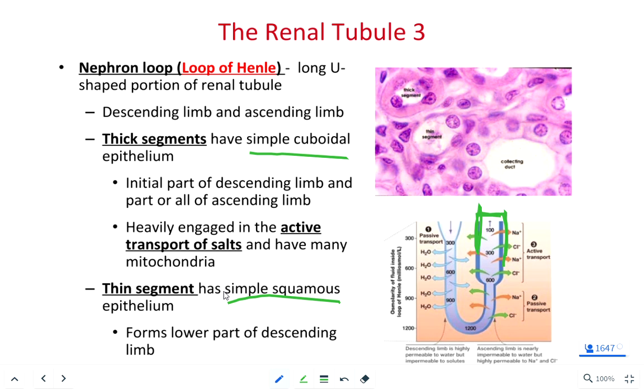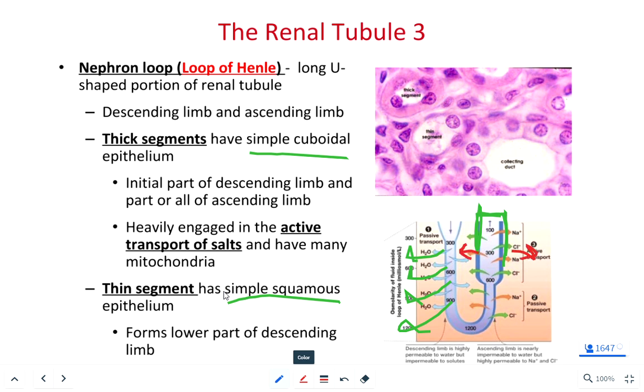So when we look at the simple squamous epithelium of the thin segments, we have lots of water diffusing out of the thin segment. And the diffusion of water is known as osmosis. We have lots of osmosis occurring in the thin segments of the nephron loop. For the thick segments of the nephron loop, we have the simple cuboidal epithelium. They're really bulky, they're lousy for diffusion, but they're really excellent for active transport. When we get to the thick segments, we're going to have lots of active transport dumping salts into the tissue of the kidney.